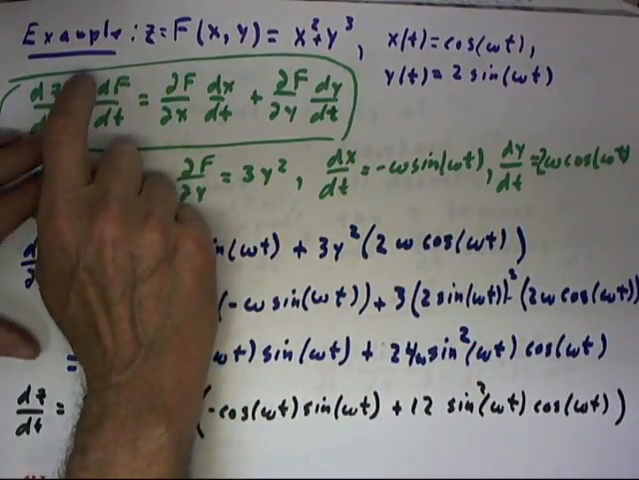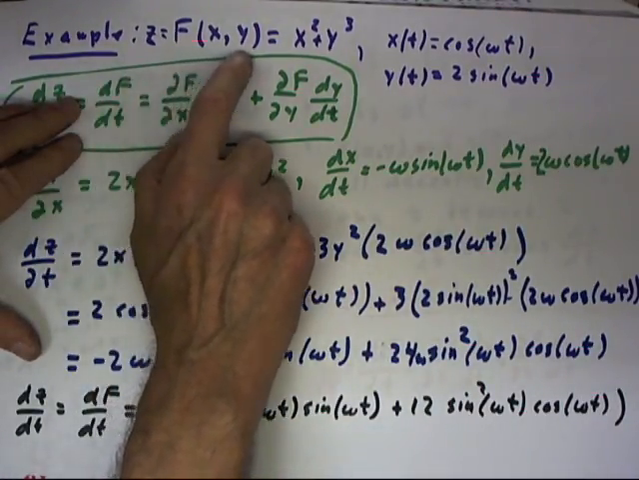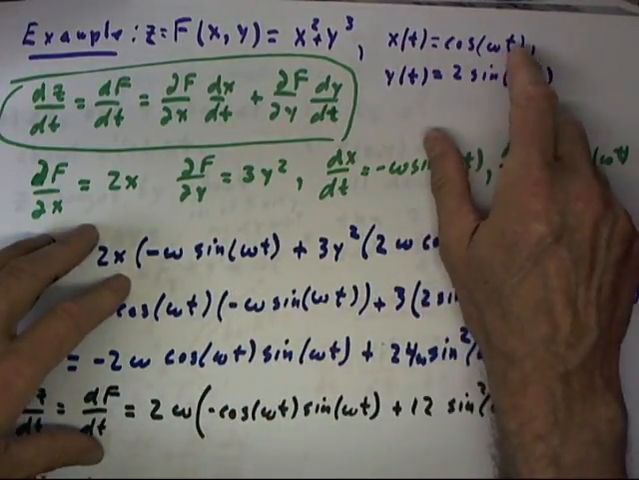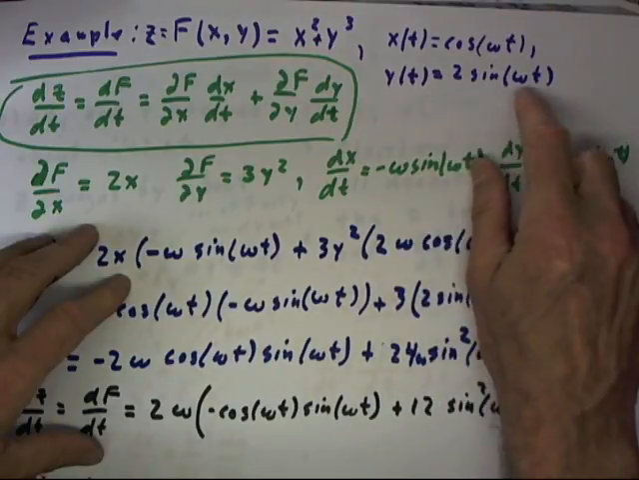As an example, using the chain rule, z is going to equal f of x, y, which equals x squared plus y cubed. x of t will be the cosine of omega t, y of t is 2 times the sine of omega t.